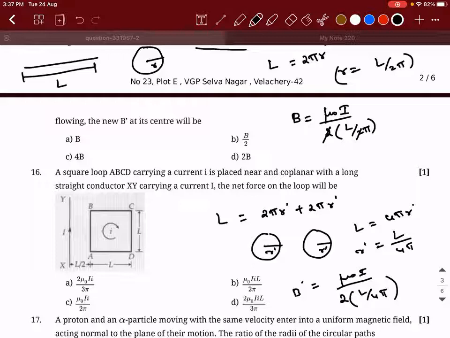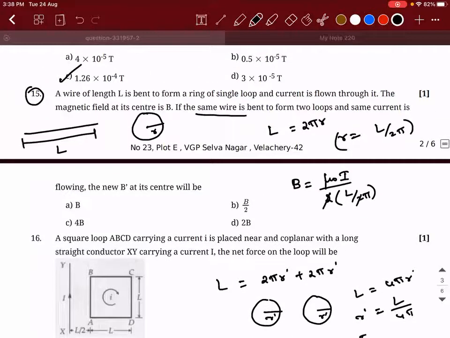Sir, B dash we should take for both the loops or only for a single loop? Only one. The question is given 2 loops, sir. They're asking us to find the ratio of the original loop with 1 loop, sir. The new magnetic field is at the center. So 2 loops are coaxial or they're independent, sir? They're independent. You need not find anything like that. So then the ratio will be the same for both the loops, no, sir?